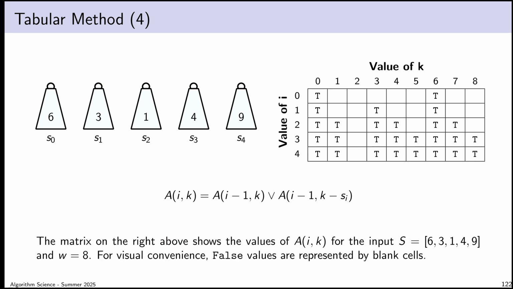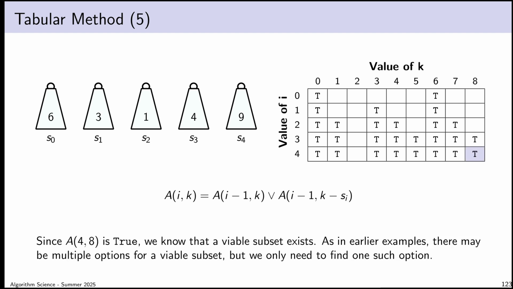Okay, so this matrix shows for the sequence of weights S equals 6, 3, 1, 4, 9, the matrix for the case where W equals 8. And as I said, false values are not listed in the matrix. They're shown as blank cells. So since A[4][8] is true, we know that there is a viable subset, and as in earlier examples, there could be lots of other options. We just need to find one of them.